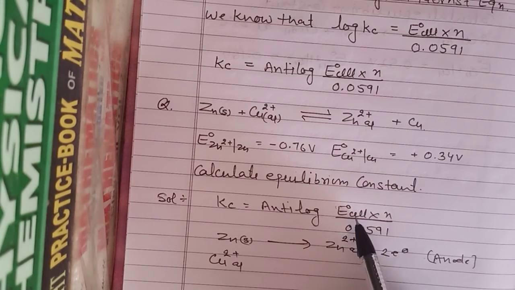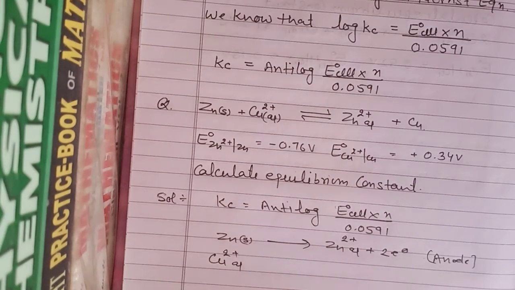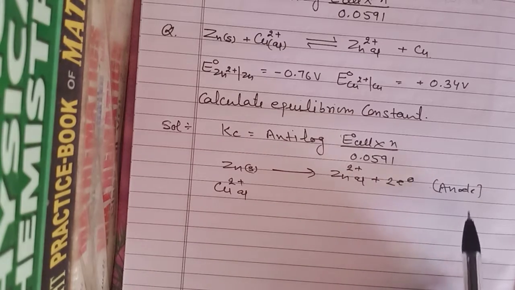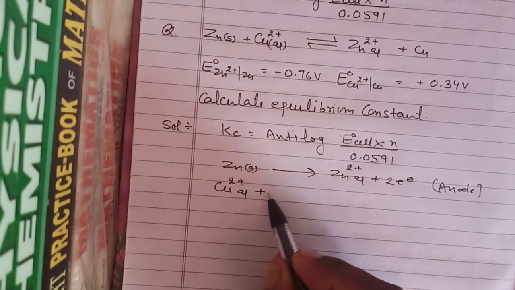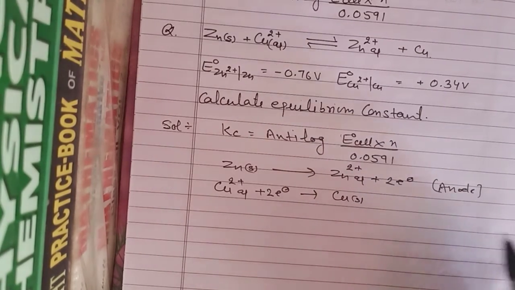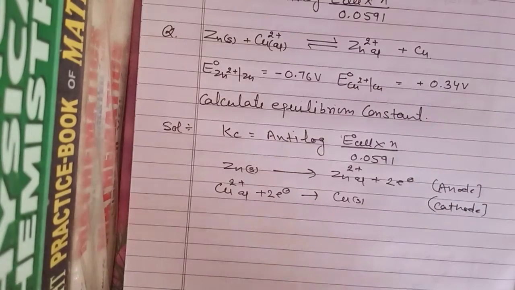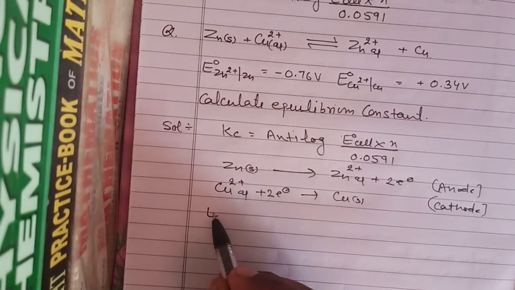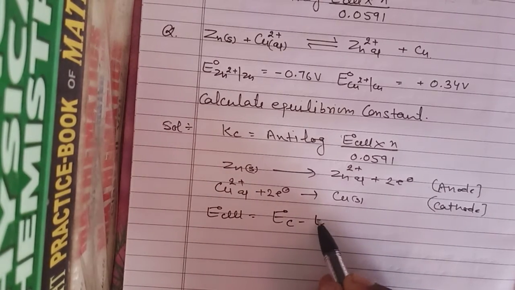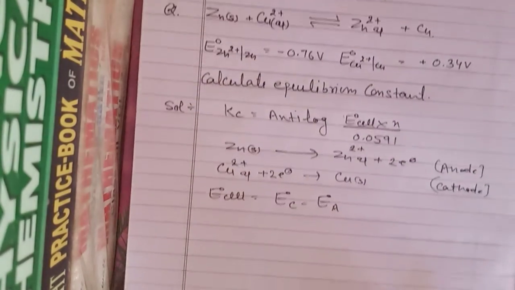E naught cell is the standard EMF of the cell, and n is the number of electrons involved. So from here we have Zn converted into Zn2+ plus 2 electrons. This is your anode. Cu2+ by gaining 2 electrons is converted into Cu. So that is your cathode. So from here E naught cell is equal to E naught cathode minus E naught anode. So this is your cathode and this is your anode.